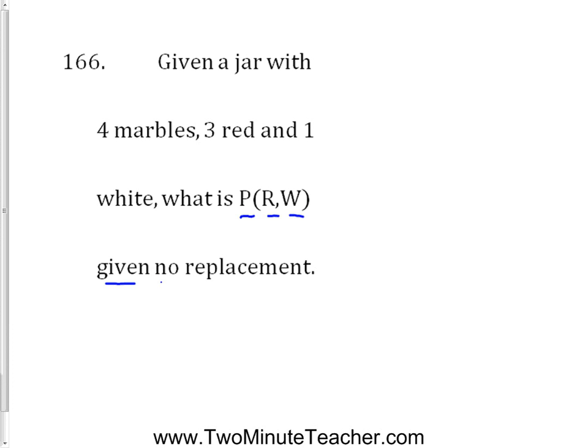Now what they say next is really important. Given no replacement. That means, now let's picture this. Okay, so we've got this jar, and we got 3 red ones in there, and 1 white one. White's kind of hard to draw. I'll just make it empty like that, okay? So that's going to be a white one. And we're trying to figure out the probability that I will get a red one, and then not replace it, and then get a white one.